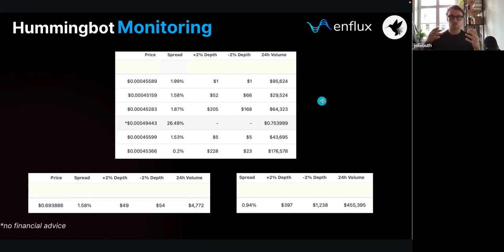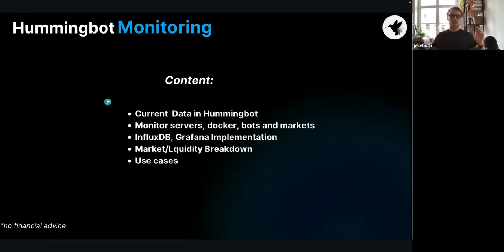It's not only used for tracking market data, but you can also, of course, track the bot and Linux servers. You can track Docker images. You can monitor Kubernetes instances as well. What we're going to talk about today is what type of data is currently available in Hummingbot and where that is being tracked in the code base. Then how do we monitor servers, Docker instances, bots, and markets, and what could that be used for?